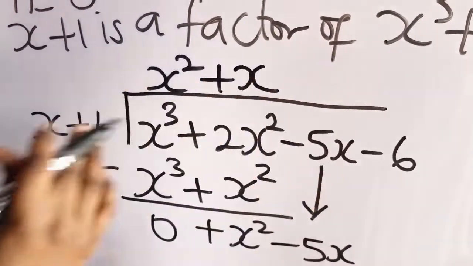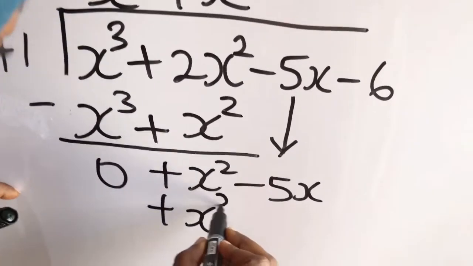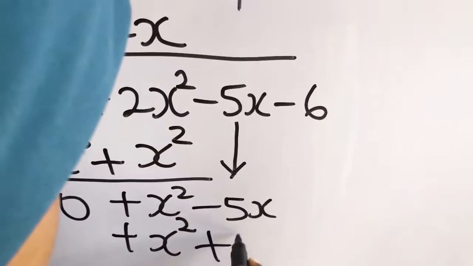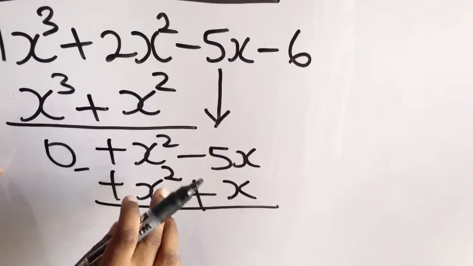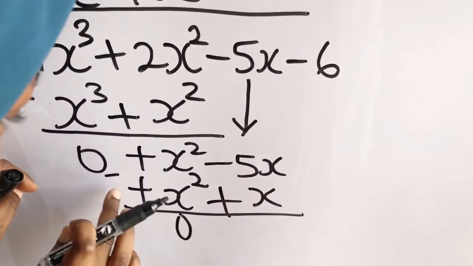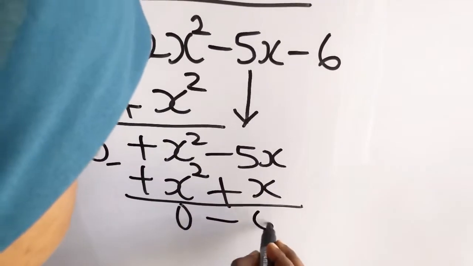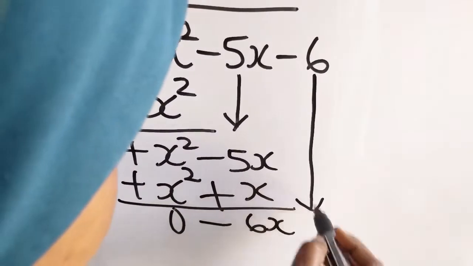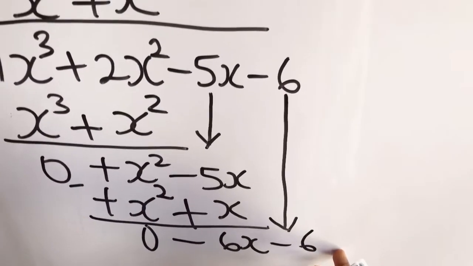So this plus x multiplied by x gives plus x squared. Plus x multiplied by plus 1 gives plus x. Then you subtract. X squared minus x squared gives 0. Minus 5x minus plus x gives minus 6x. Then bring down the next term from the old dividend. Then this is our new dividend now.